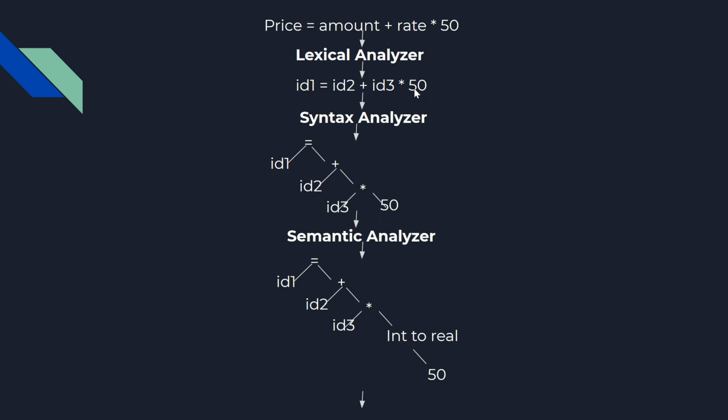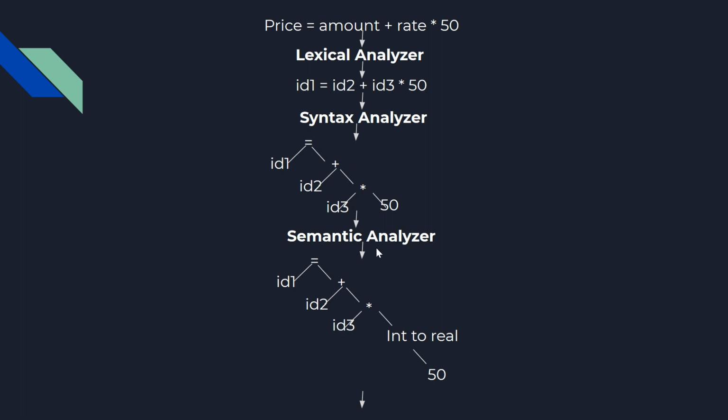Then it is passed through the syntax analyzer. The syntax analyzer checks if the grammar is correct according to the language. This is done using parse trees. It will construct a parse tree, and if it is successfully constructed, then it is syntax error free. So in this case it is error free, and after that this parse tree will be passed into the semantic analyzer.